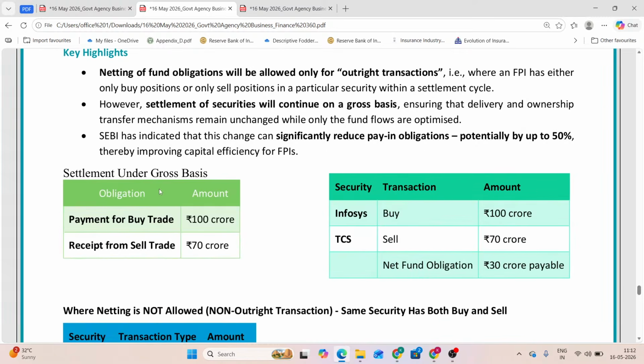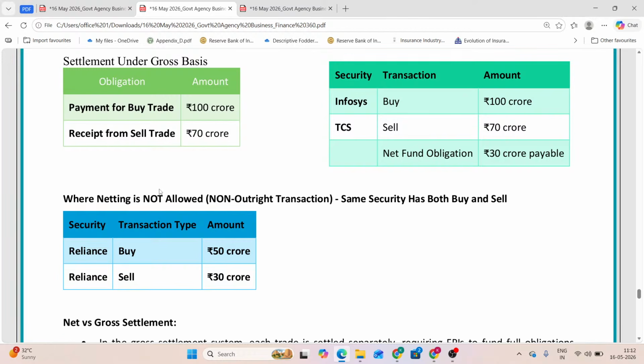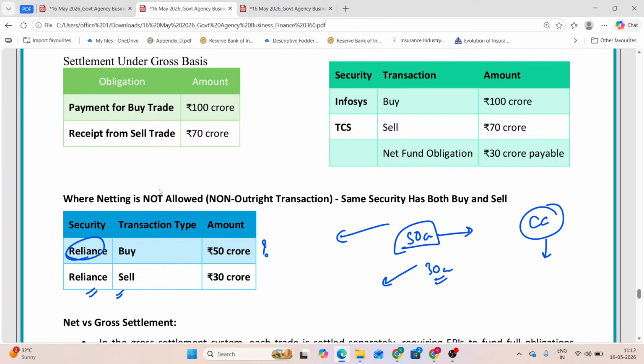Net settlement means, see here, if you are buying the Reliance shares, how much do you have to pay? 50 crores you will have to pay. If you are selling the Reliance shares, how much will you be getting? You will be getting 30 crores from the clearing corporation, because the clearing corporation is the one that at last settles the transaction.